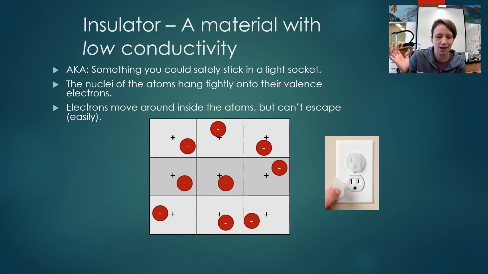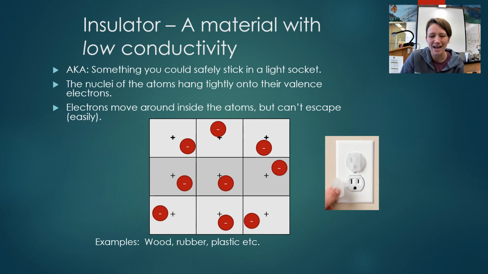This is a very stylized diagram. Obviously atoms aren't square and there are a lot of simplifications here, but if you could look inside an insulator, this is roughly what you would see. Each atom contains the appropriate number of protons and the electrons stay close to that nucleus, close to those protons, and they're not really crossing any boundaries from one atom into the other. Some examples of materials that are insulators: wood, rubber, plastic, etc. All those things would be fine to stick into a light socket.